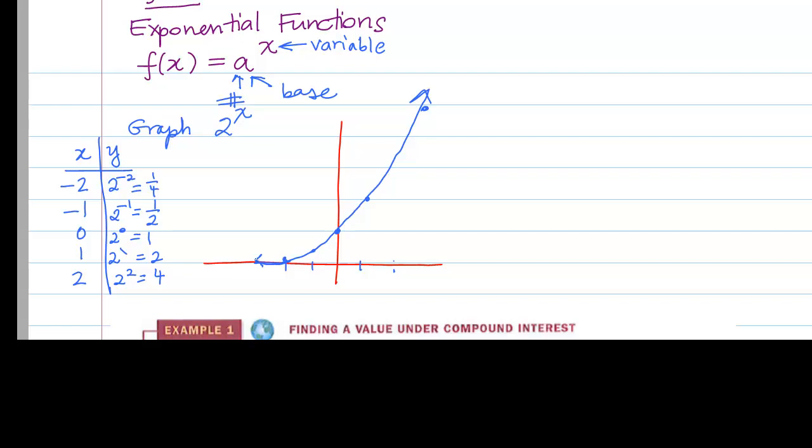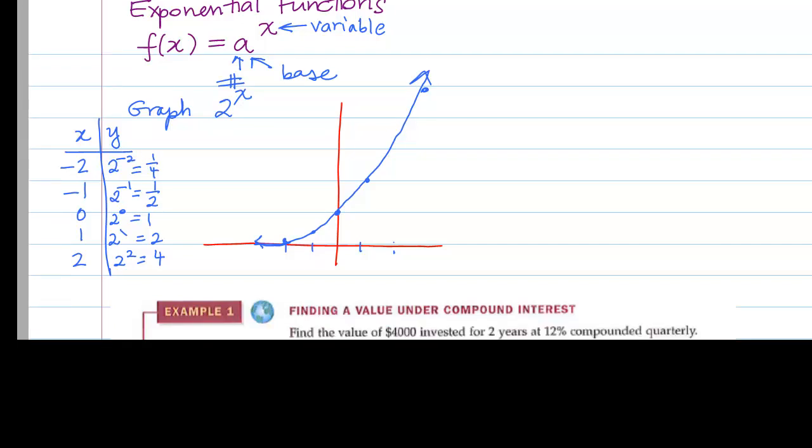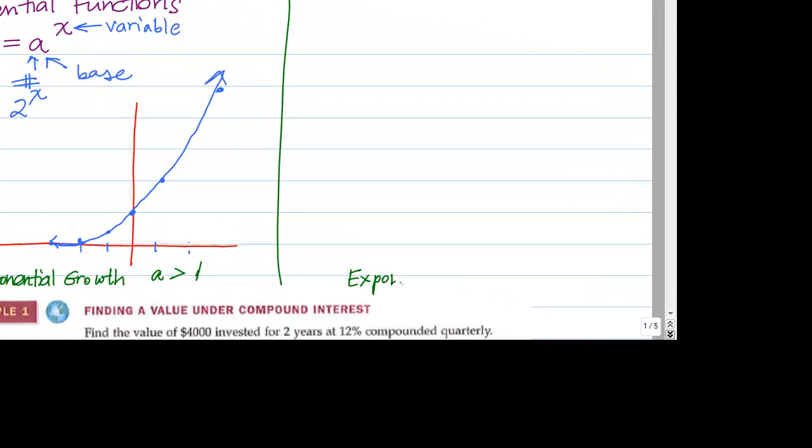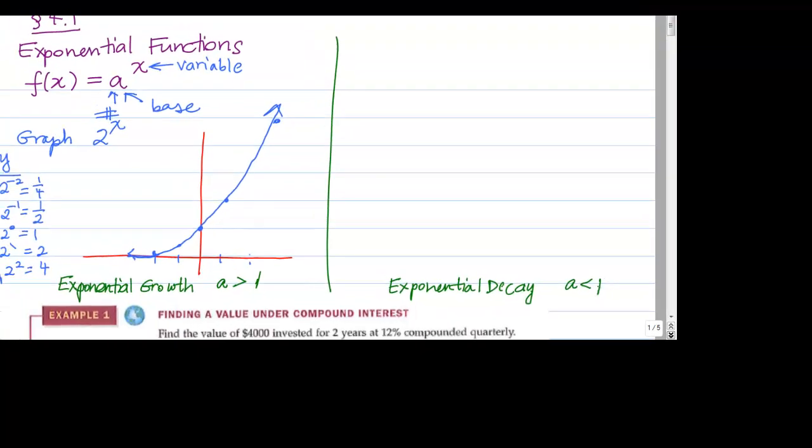Let me scroll down a little bit. If your function looks like this, we call this exponential growth. When a is larger than 1, then we have exponential growth. We can also have exponential decay when a is less than 1. So when a is a fraction, between 0 and 1, we have exponential decay. So let me do an example.